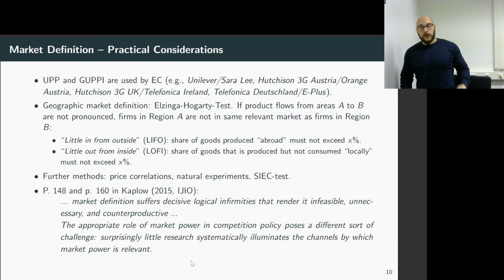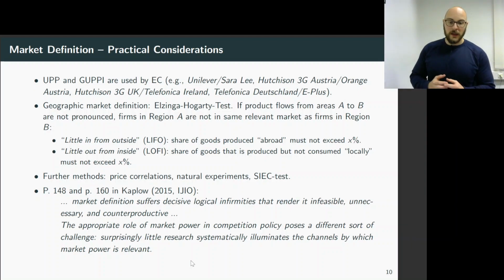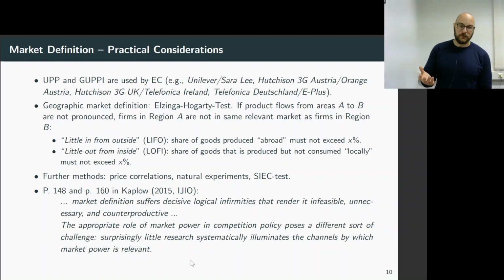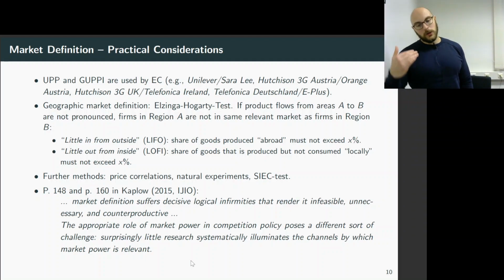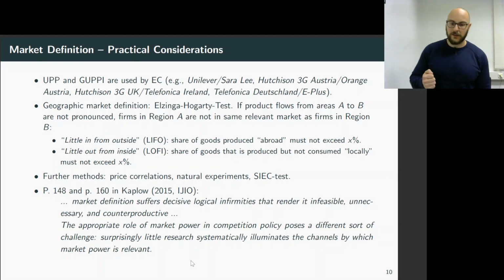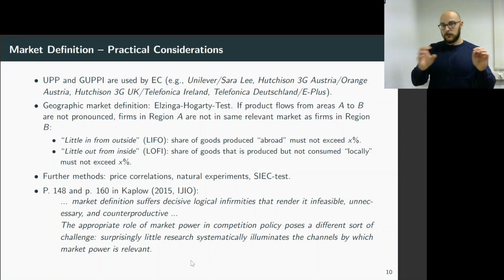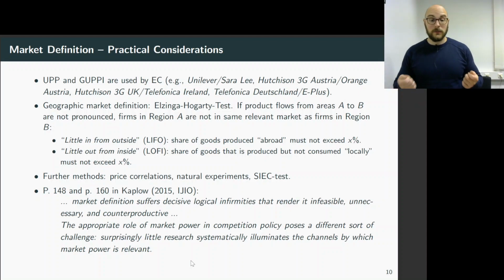Okay, so some practical considerations on these tests and about market definition. Well, if we look at recent decisions, then we see that UPP and GUPI are used, right? They are used by the European Commission, so these are tests that are relevant. If we look at geographic market definition, then there's another test, which is the Elzinga-Hogarty test. What this investigates is the product flows between two areas, right? And if there's little product flow between the areas, then we would assume that these areas are not in the same relevant market, right?